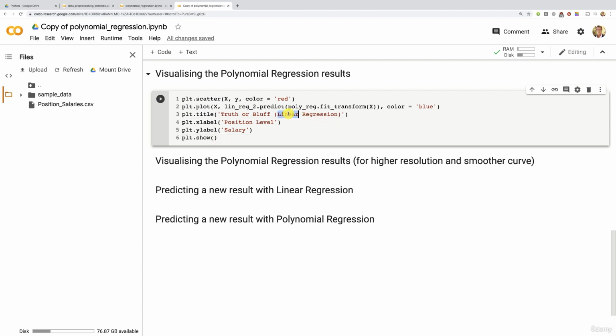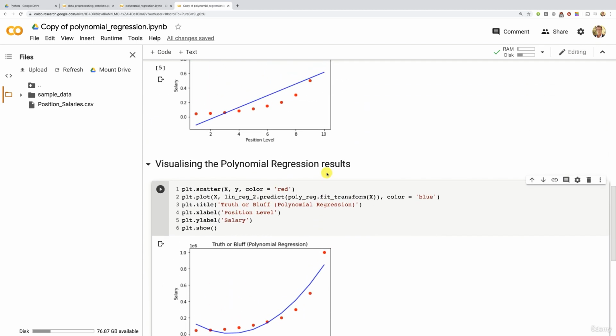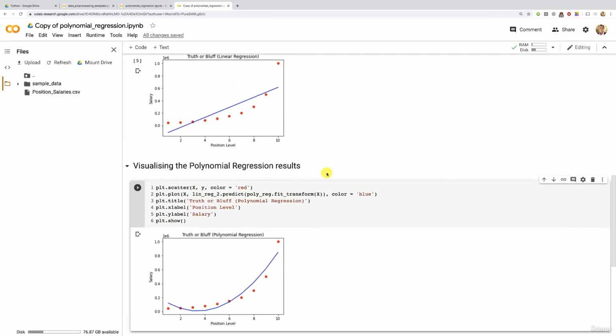Let's just replace this linear here by polynomial, and now 100% ready. Let's visualize the polynomial regression results. And there you go. Now we have indeed a way more adapted regression curve coming indeed much closer to the real results, you know, the real salaries. Indeed, if we compare to, I'm going to zoom out a bit so that we can see both of them at the same time. There we go.